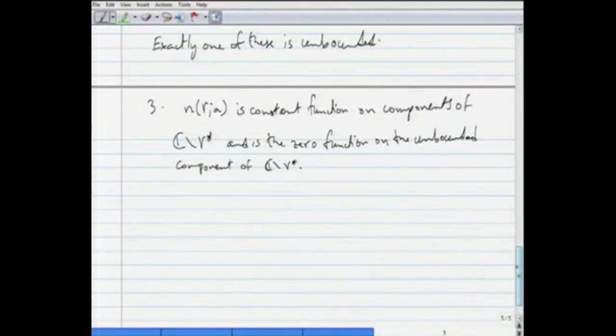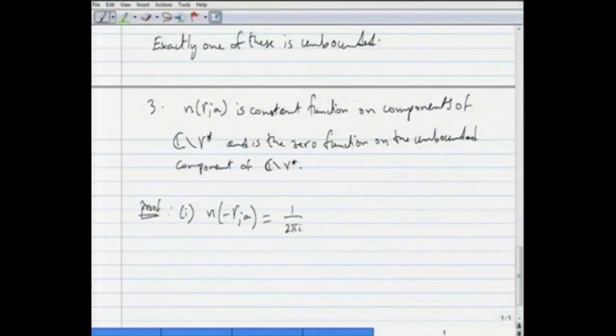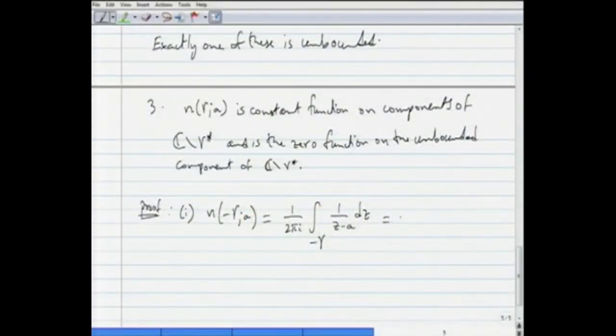So, here is the proof of these properties. Well, the proof of 1 and 2 are fairly easy. The proof of 1 is that n of minus gamma at A, recall what minus gamma is, it is minus gamma of t for t belonging to the interval 0 1. It is gamma star traced in the opposite direction. So, this is equal to 1 by 2 pi i by definition, the integral over minus gamma of 1 by z minus a dz. Gamma is being traced in the opposite direction, from the ending point to the starting point. So, that is minus gamma. By definition we already captured this property, this is equal to minus 1 by 2 pi i times the contour integral over gamma of 1 by z minus a dz. And this is precisely minus n gamma A.